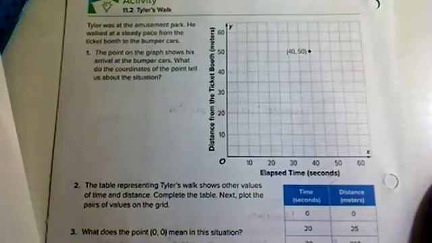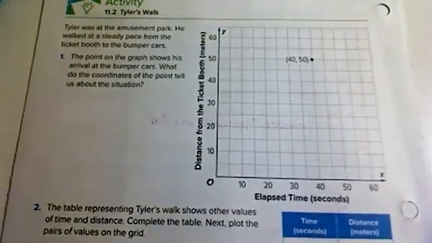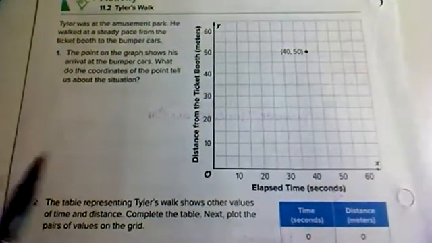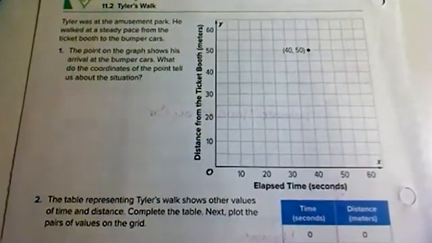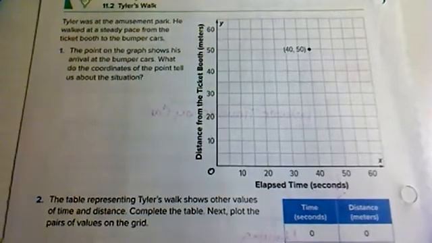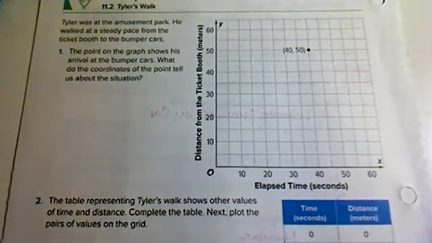So Tyler was at the amusement park. He walked at a steady pace from the ticket booth to the bumper cars. The point on the graph shows his arrival at the bumper cars. What are the coordinates of the point? Tell us about this situation. So take a moment to answer this question. What are the coordinates of the point? Tell us about the situation.